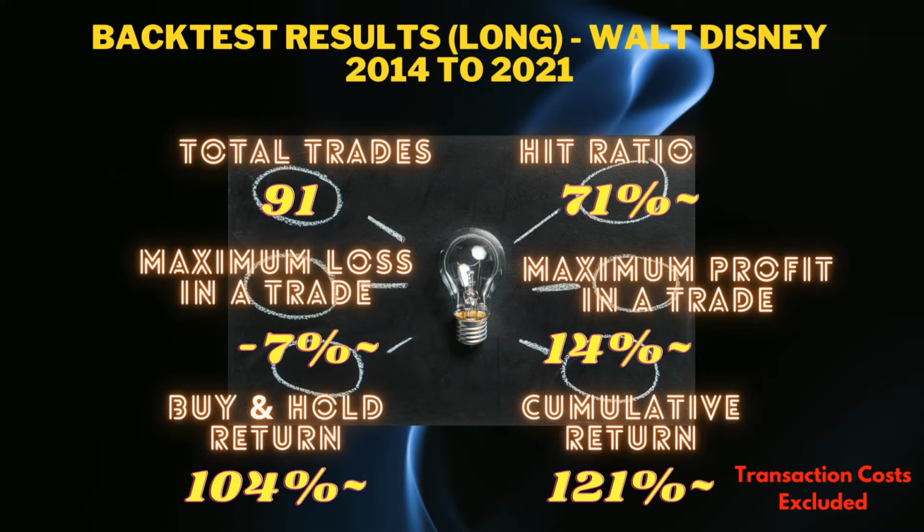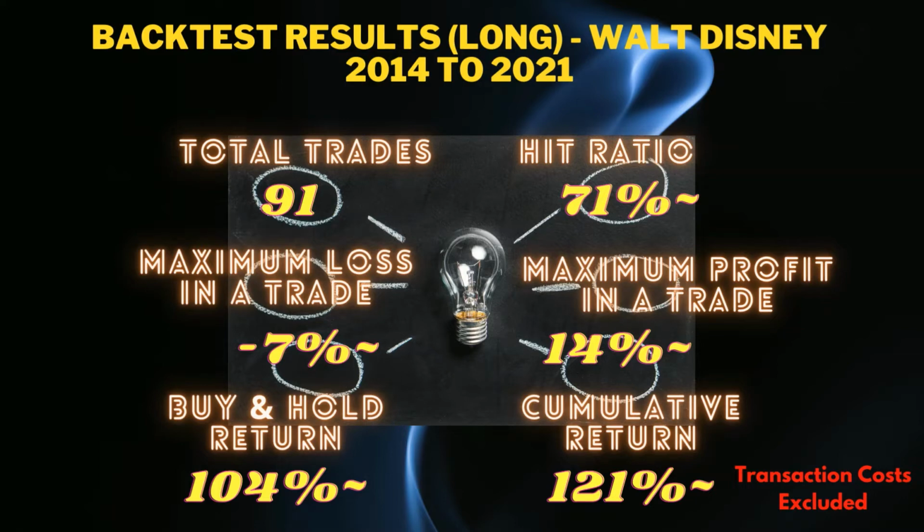The total number of buy signals or trades were 91. The win rate or hit ratio was 71%. The maximum loss we incurred in a trade was close to 7%, while the maximum profit in a trade was 14%. The cumulative return of the strategy was 121%. I've also mentioned the buy and hold return, which means had we bought the stock at the beginning of 2014 and sold at the end of 2021, we would have made 104%.